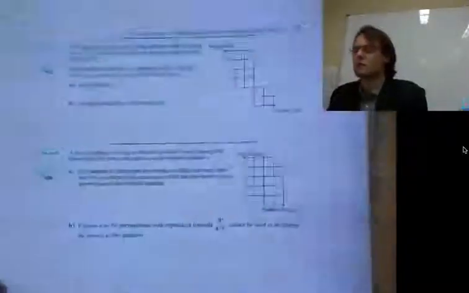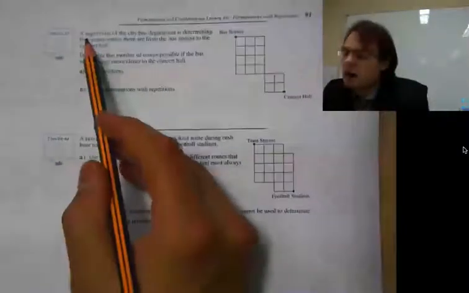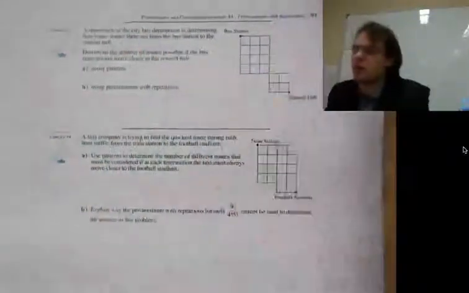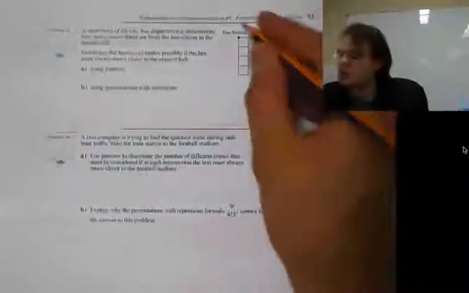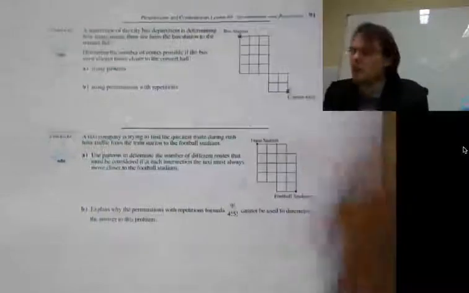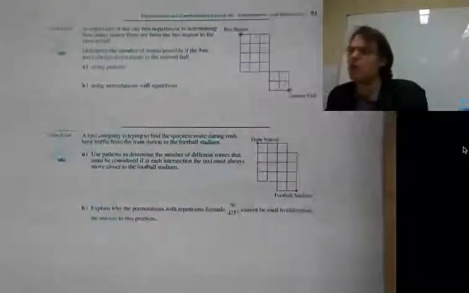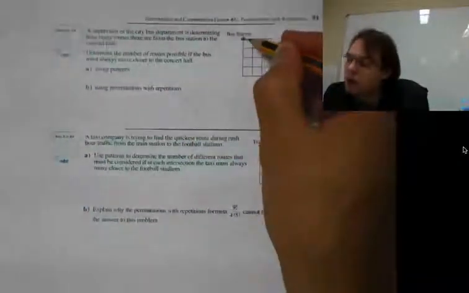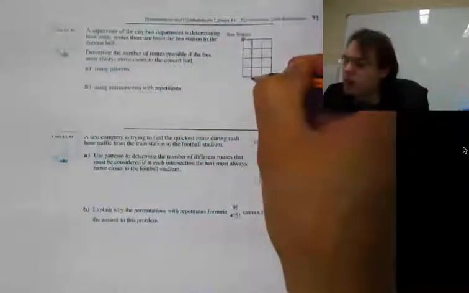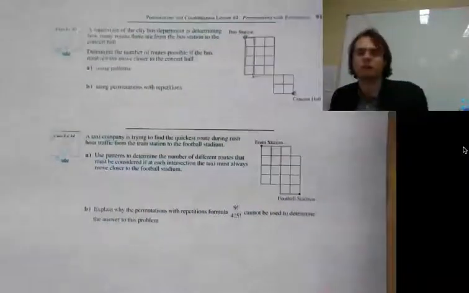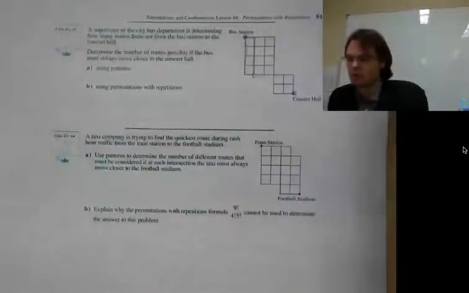So this next question, a supervisor of the city bus department is determining how many routes to go from the bus station to concert hall. So we're going from here all the way to here. And we want to find all the routes possible to go from there to there. Now, we could do it the long way and count each one. We could go all the way this way, and then over and then down. We could go all the way this way, over and down. We could find all the routes, but there's a better way of doing this. So let's find it using the pattern. The pattern is one of the easiest ways.